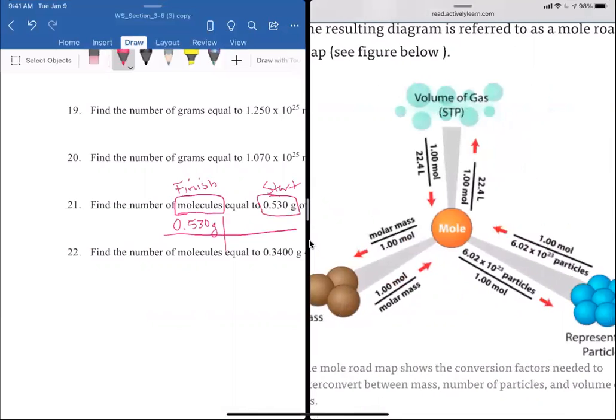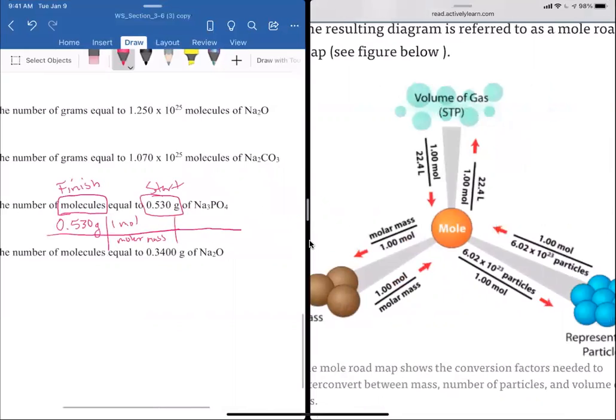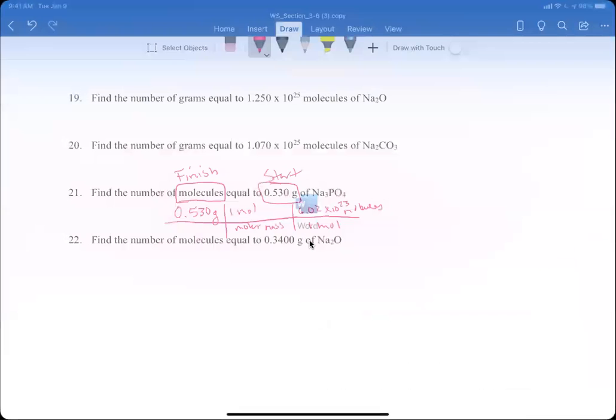So that means it's going to start as 1 mole over the molar mass. And then we're going to multiply that by the bottom fraction, which is 6.02 times 10 to the 23rd molecules over 1 mole. So this is a two-step equation because there's no straight connection. The molar mass, like mentioned before, is what we get from the periodic table. Now, what elements do we look for in the periodic table? The elements that are present in our problem.